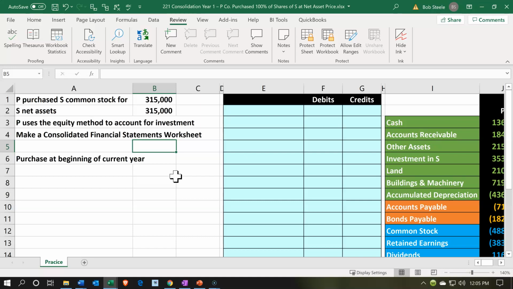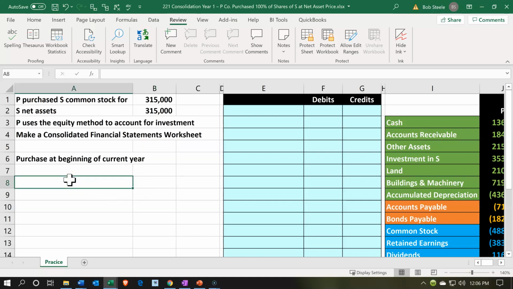P uses the equity method to account for investments. So that means that P now is a separate company. There's a parent-subsidiary type of relationship. On P's books, they're recording S's information using the equity method, which is typically used when you're over the 20%. But they're also going to be required to do the consolidation. So now we've got P's books, which is using the equity method to show the investment in S, which is a wholly owned subsidiary. And then we're also going to be combining these together with consolidated financials. Okay, so then make a consolidated financial statement worksheet, and that's what we'll be working on.